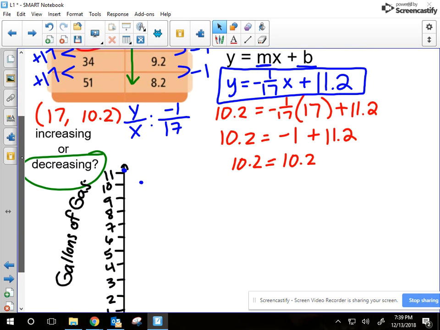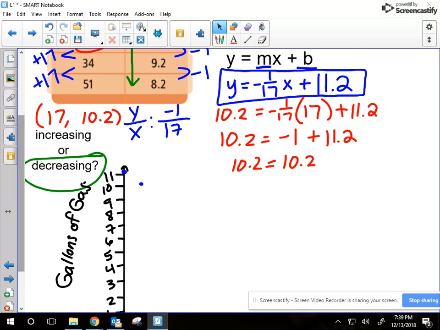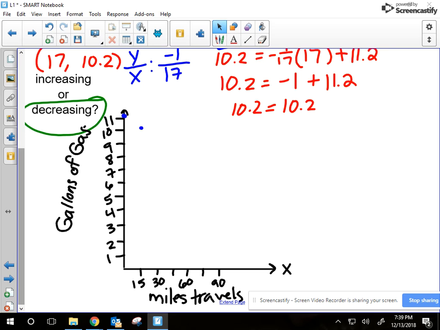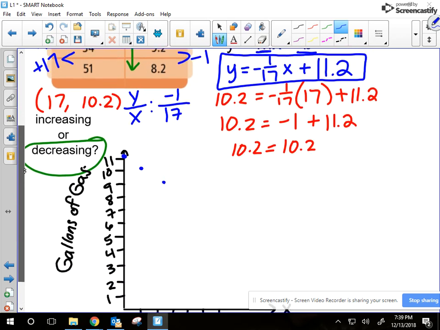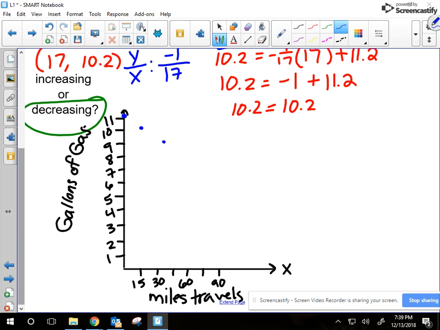Then after 34 miles driving, we're at 9 and 2/10. So go over to 34 and up to 9 and 2/10. You'll also notice that those grid lines will help you put the points in the correct spot. And then at 51, we're at 8 and 2/10. So we'll go over to 51 and up to 8 and 2/10.